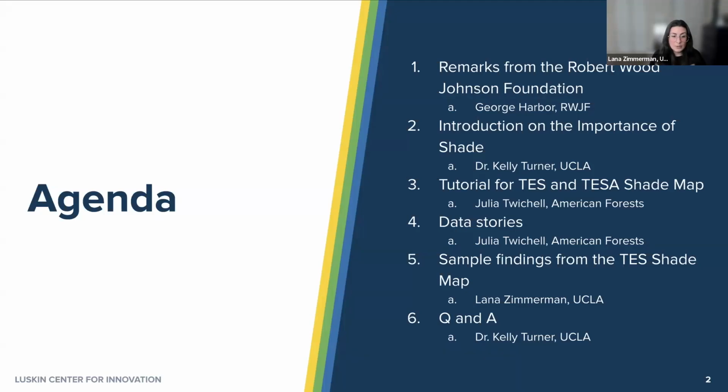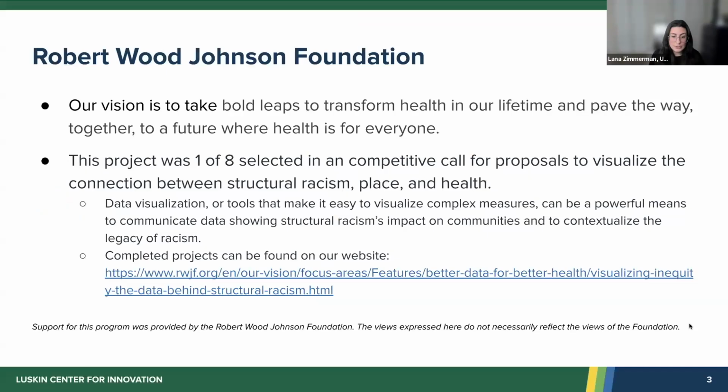And then I will follow up with sample findings from the Tree Equity Score Shade Map. And this is the national map with shade data for over 330 cities. And then we'll move into a Q&A portion. So with that, I'll pass it over to George Hober from Robert Wood Johnson Foundation.